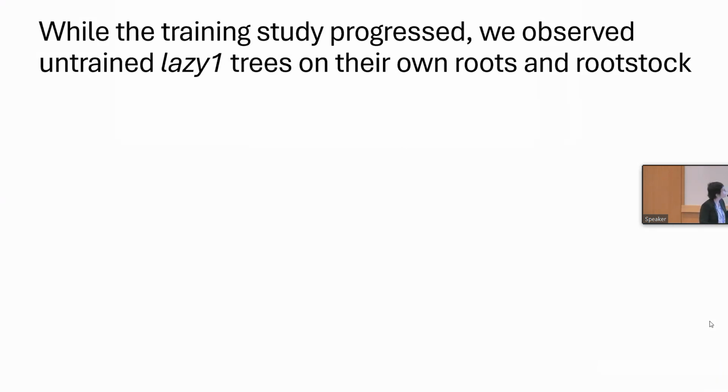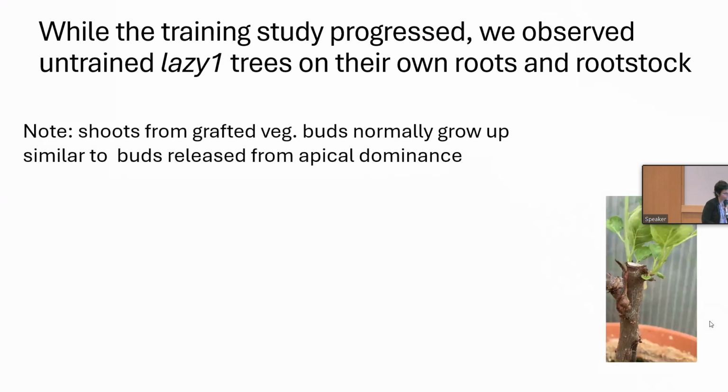There were quite a few things we learned from studying lazy in plum that I think may be useful to understanding the gene in other contexts. One of them was surprising right away. If anyone has ever done grafting, you cut and paste your bud onto a rootstock, and it would normally grow out and grow straight. That's why you can graft and have new trees, because the new bud, as if it had lost apical dominance, will grow up.